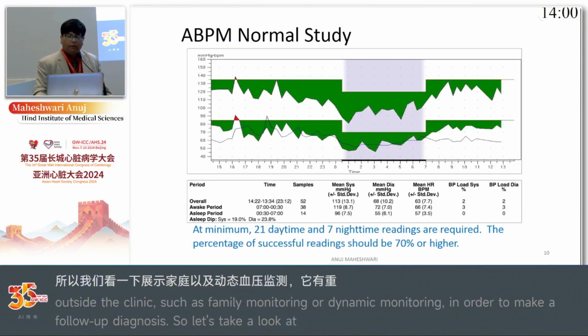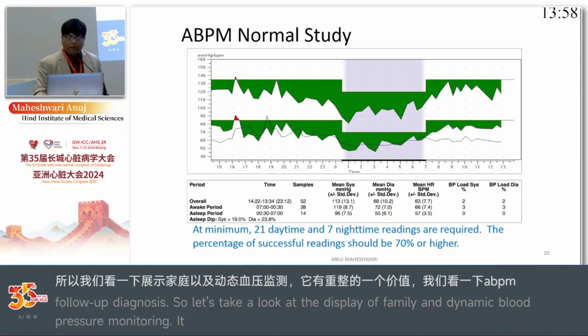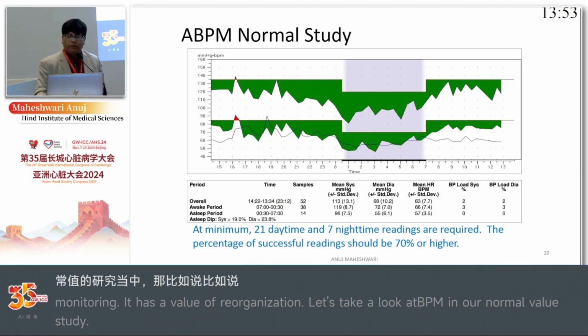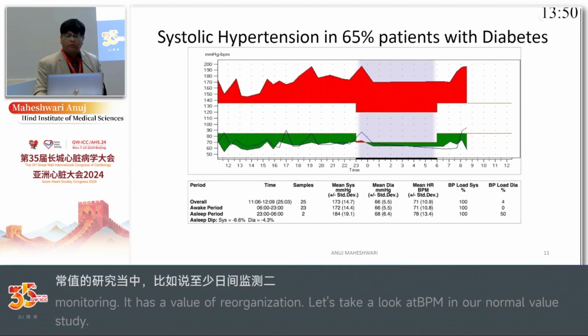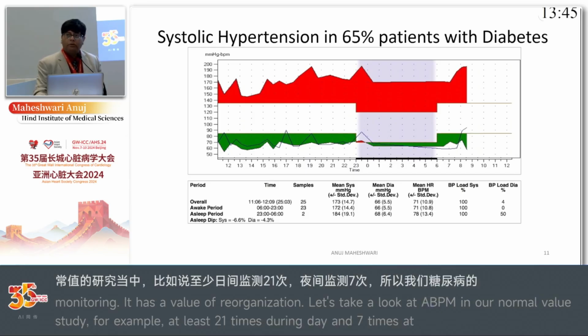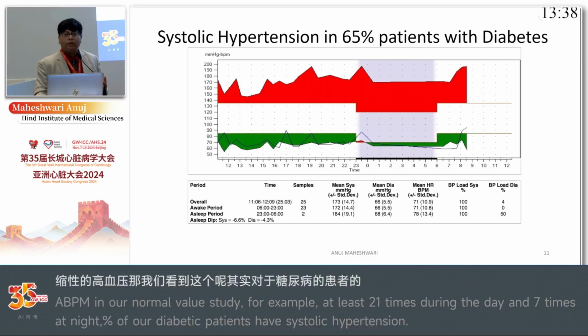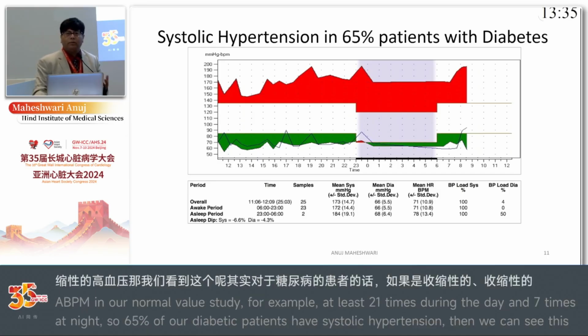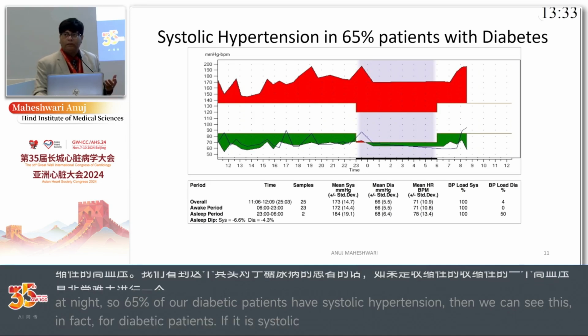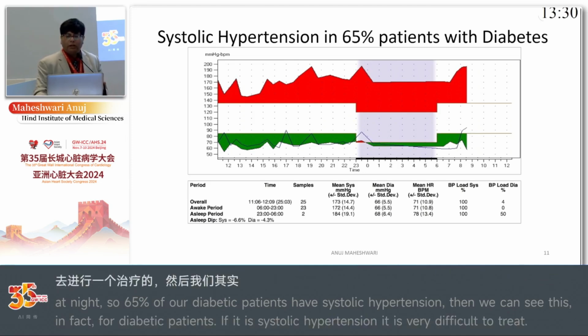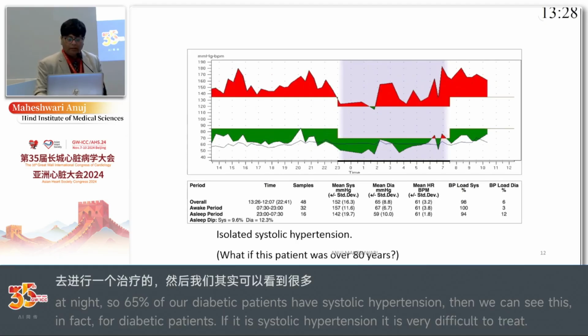ABPM, what we see in the normal study, requires a minimum of 21 readings in a day and 7 at night, and the percentage of successful readings should be 70% or more. Systolic hypertension is seen in 65% of patients with diabetes. The most important problem which is difficult to handle in patients with diabetes is systolic hypertension. Most of the time we see systolic hypertension of 160, but the diastolic ranging around 65, 70, and that becomes a challenge for the person who is treating that diabetes. Isolated systolic hypertension is a challenge.